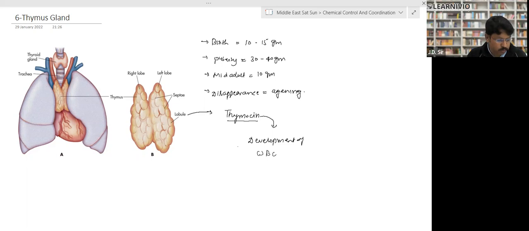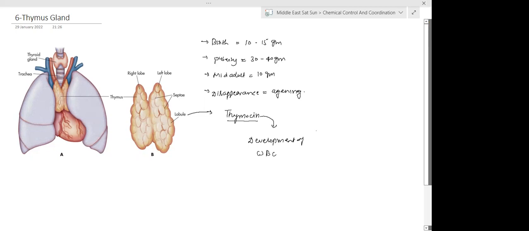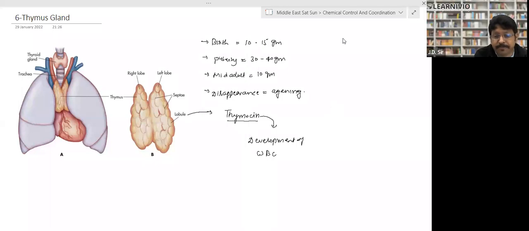So the next is adrenal gland. I think it must be clear to all of you. Clear? Thyroid, we did it. One of the most important glands of this endocrine system is the adrenal gland. So is it clear to all of you? Yes, sir. Okay. So next is adrenal gland. That is very important.